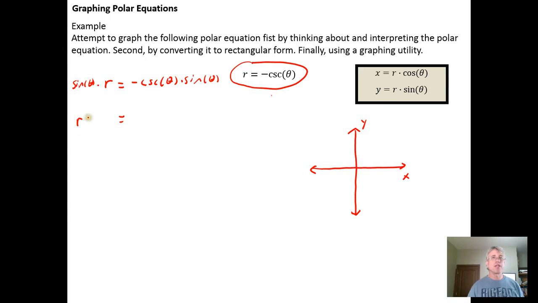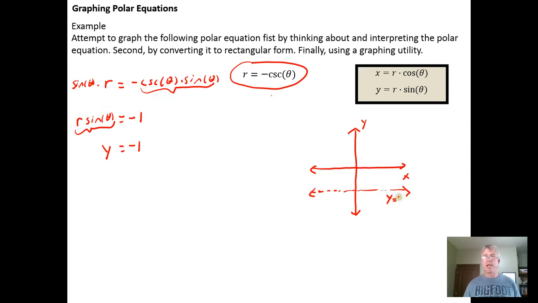So on the left-hand side, we get r times the sine of theta, and over here I have negative the cosecant times the sine, which, because they're reciprocals, is going to equal 1, and I get r sine theta equals negative 1. But then I want to recognize from my trigonometric relationships that y is r times the sine of theta. So this can be replaced with y equals negative 1, and so that's going to be the line through y equals negative 1.